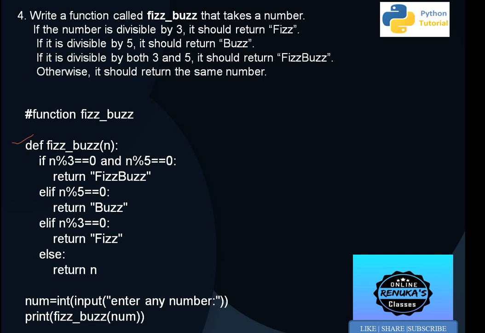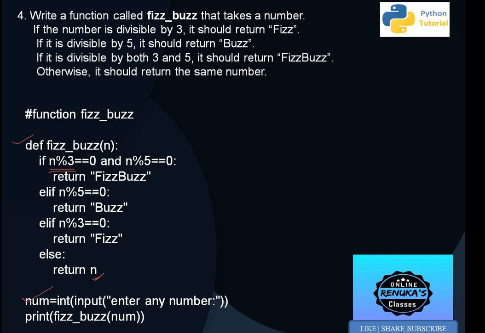If number is divisible by 3 and 5, how to check the divisibility? If the modulus, the remainder, is 0, that means the number is divisible by 3, and 5. For both, the number should be divisible by 3 and 5 both. In that case it will return this. Elif, if number is divisible by 5, then return buzz. Elif, if number is divisible by 3, then return fizz. And else, if no condition is satisfied, then return the same number.